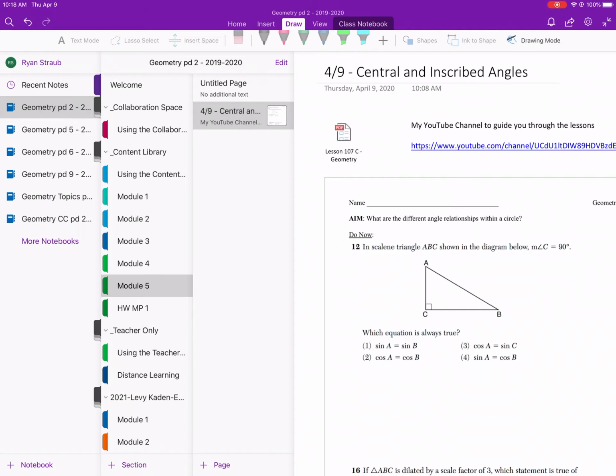Make sure you have your own Module 5 section. You either copy it over or you make your own section and label it Module 5. But that's where I'll be checking your daily lessons to make sure you have everything taken care of. All right? So Module 5 from here on out.